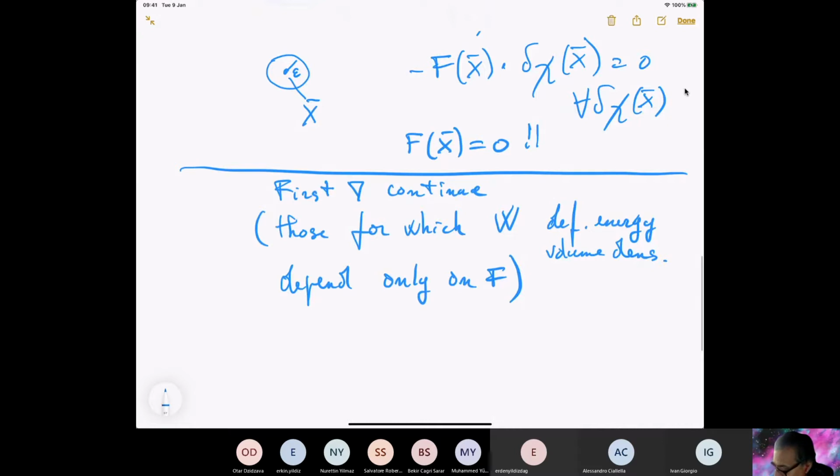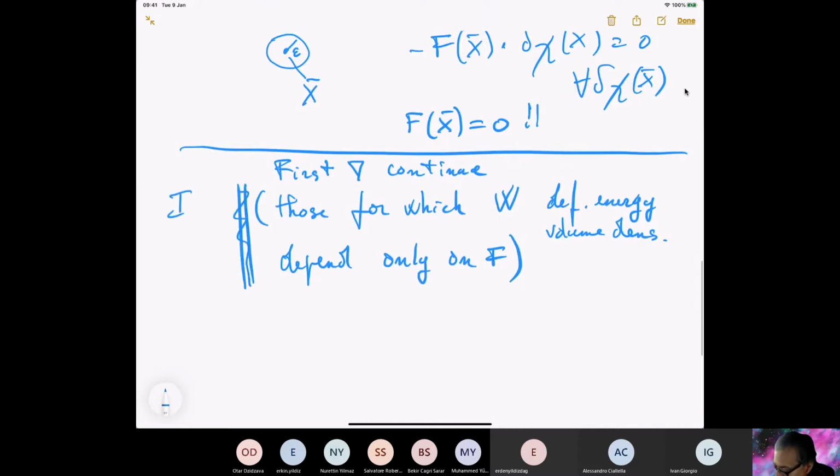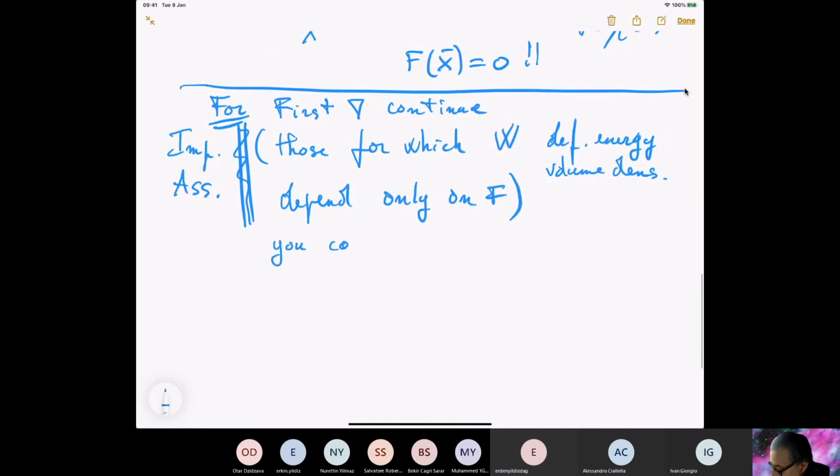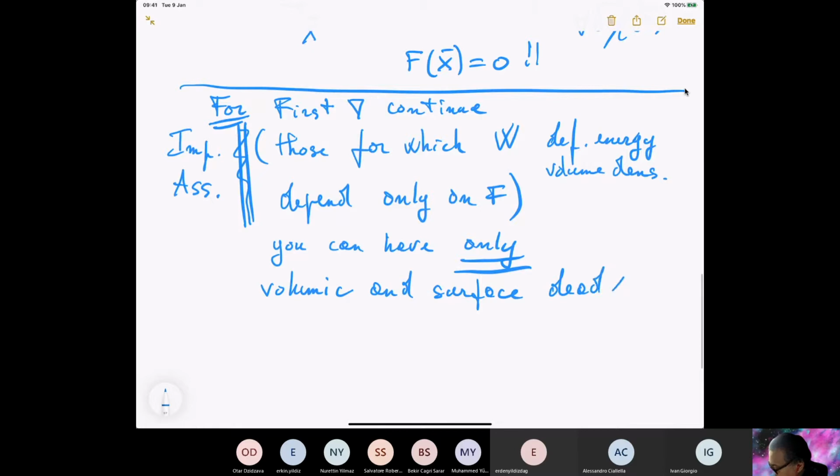This is an important assumption. So for first gradient continua, you can have only volumic and surface dead load concentrations.